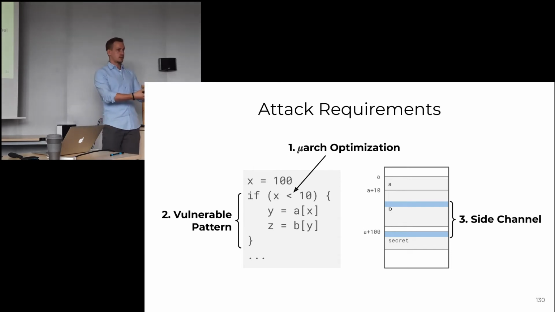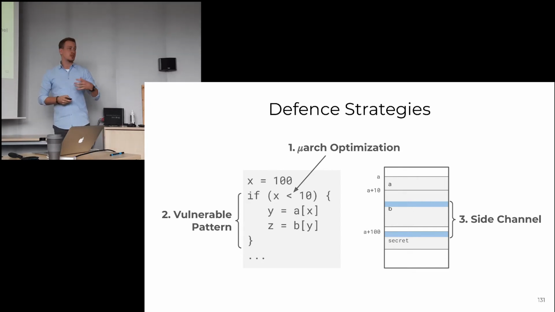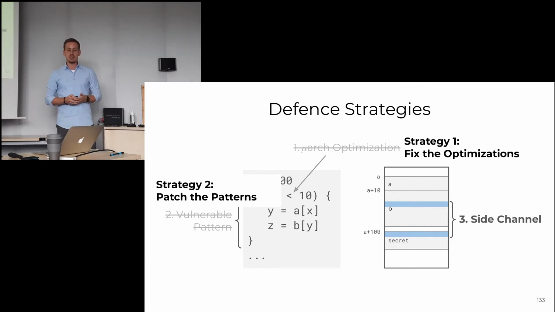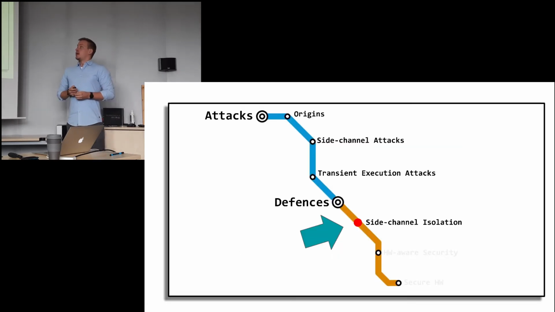So security has been temporarily violated by the hardware, and you need a side channel to retrieve the results. Accordingly, the defense strategies would be to either disable this optimization or somehow fix it, to patch the pattern so that it does not trigger it anymore, or to prevent the side channel from happening in the first place, so that there is no leakage. Yeah. And we will begin with side-channel isolation. So that would be our first stop in the defenses.